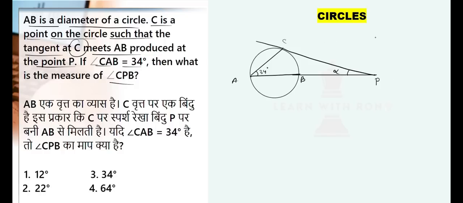See here, we have one property in a circle. If AB is a diameter, the angle made by the diameter in any semicircle is 90 degrees. Okay, so we'll use the same property. So if I join BC here, AB is a diameter, right? So the angle made by the diameter in the semicircle is 90 degrees.